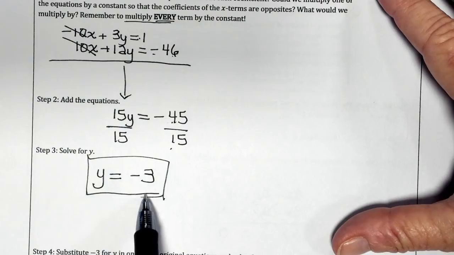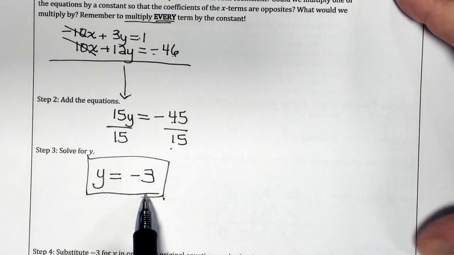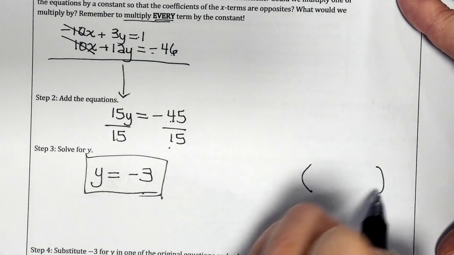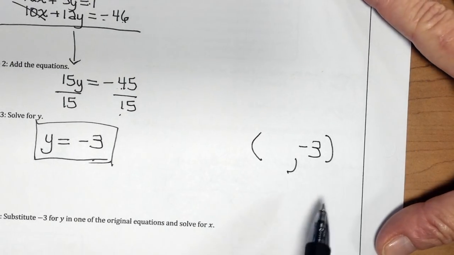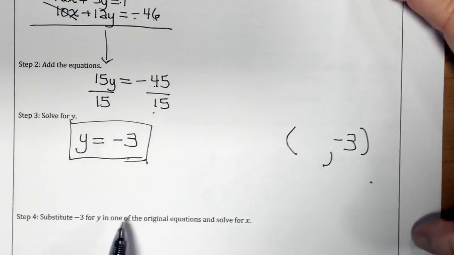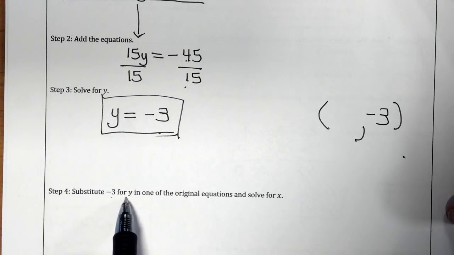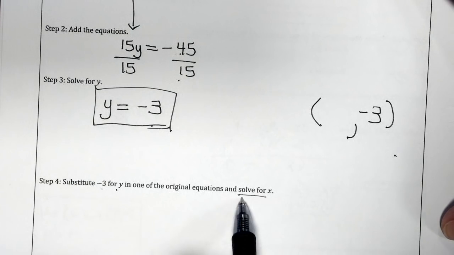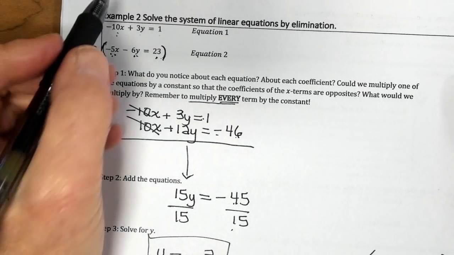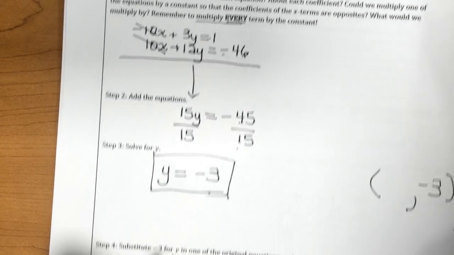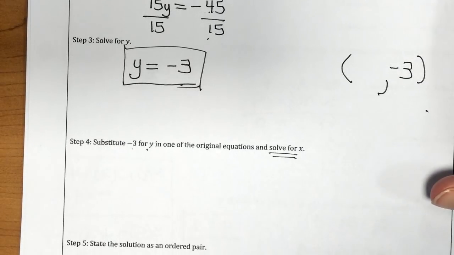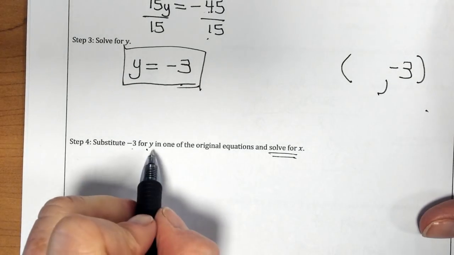So now I've got half of my ordered pair. So over here, I know that y is negative 3. Well, if I know what y is, I could substitute negative 3 in for y and solve for x. So I'm going to go back to my original equation. In fact, I'm going to choose the top equation, and I'm going to substitute in negative 3 for y.